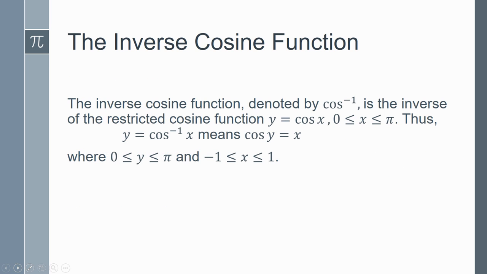So here's my formal definition. The inverse cosine function, denoted as cosine to the negative first power, is the inverse of the restricted cosine function y equals cosine of x, where 0 is less than or equal to x, which is less than or equal to pi. Therefore, we know that y equals the inverse cosine of x is the same thing as cosine of y equals x. So that means if we're flipping the x and the y around, 0 is less than or equal to y, which is less than or equal to pi, and -1 is less than or equal to x, which is less than or equal to 1. Once again, the 1's come from the unit circle where we know that the radius is 1.